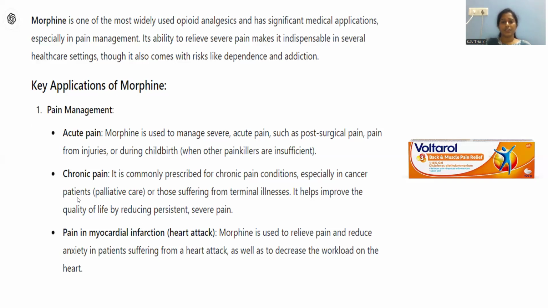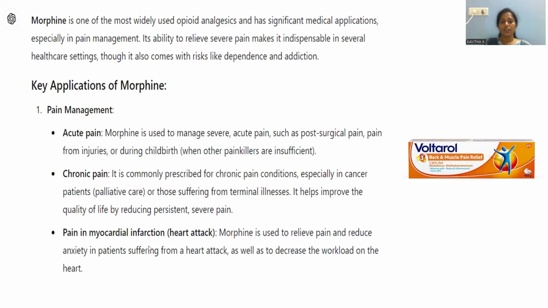Cancer patients, that is a chronic disease. At that condition, in order to relieve the pain, we will go for this morphine. In terminal illness, it helps to improve quality of life by reducing persistent severe pain. So, in order to elevate life standards and reduce severe pain conditions, this morphine is very essential.